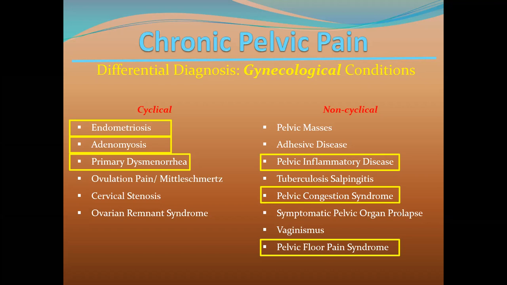While ovulation pain or mittelschmerz is not so significant. Cervical stenosis requires cervical dilatation. For ovarian remnant syndrome, where ovarian tissue sometimes remains, you give GnRH analog treatment, or do a second surgery to remove that residual. While for other conditions, pelvic congestion and tuberculosis, these require hysterectomy.